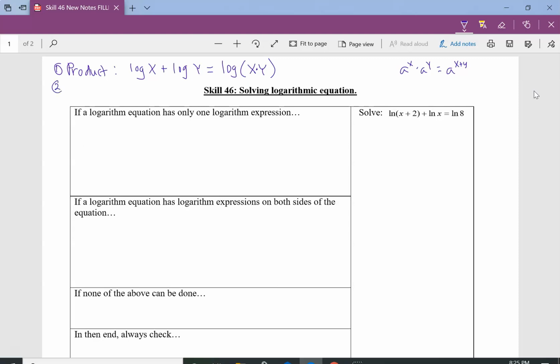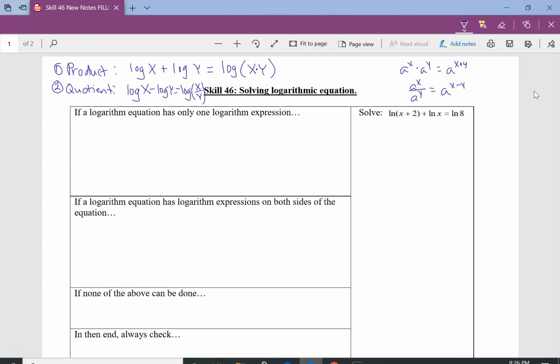Second one I want to talk about is the quotient property. Quotient property says if I have log x minus log y, I can rewrite that as log of the quotient x over y. And you may remember that we did this when we had a to the x over a to the y. We wrote that as a to the power of x minus y. So it's just showing that when you were subtracting exponents, it was from a quotient. And so same idea happens with logs.